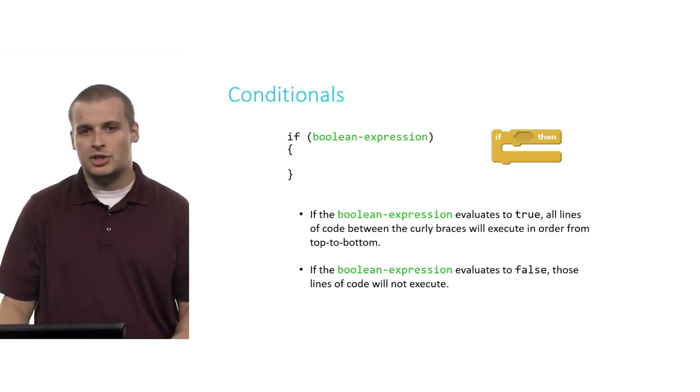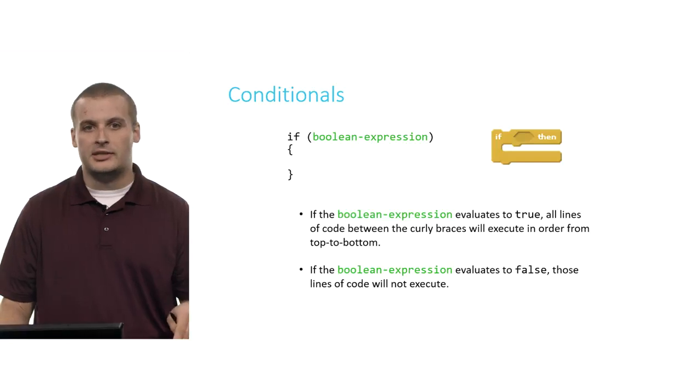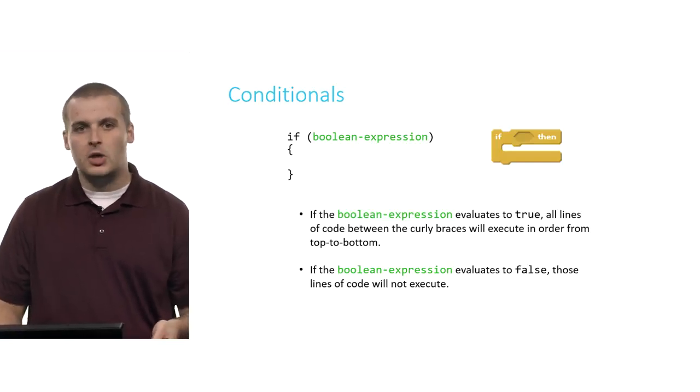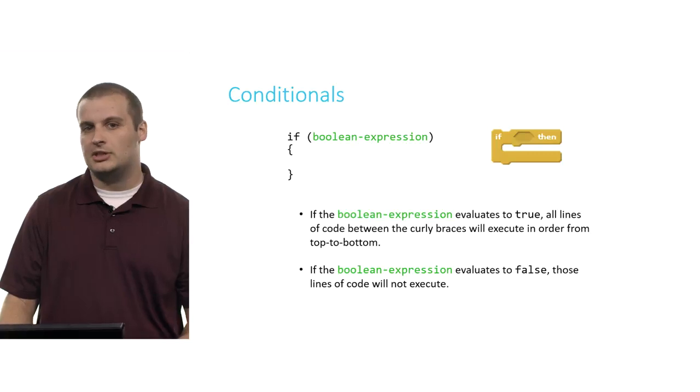If the Boolean expression in the if statement is true, then all of the lines of code between the curly braces will execute in order from top to bottom. If the Boolean expression is false, we'll skip over everything in between the curly braces because we only want to go down that fork in the road if the Boolean expression is true.